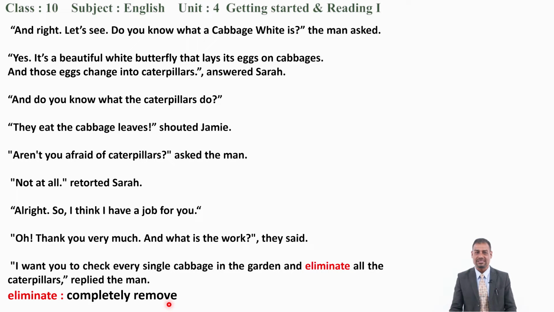So we'll discuss all these things. Now, dear students, what is the meaning of cabbage white here? The title means, yes, you are right. It means a beautiful white butterfly that lays eggs on cabbages, okay? So this is the meaning of the title. Now, can you tell me what the caterpillars do there on the cabbages? Yes, the caterpillars eat the cabbage leaves. Who said it? Who answered it? You are right. Answered by Jamie.